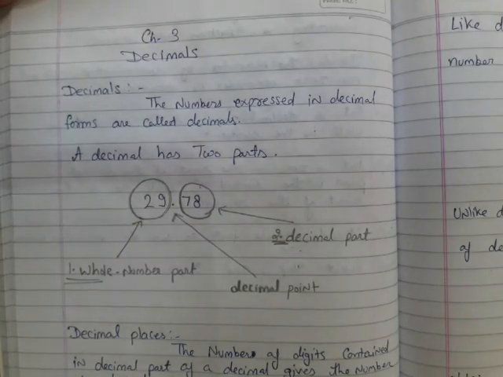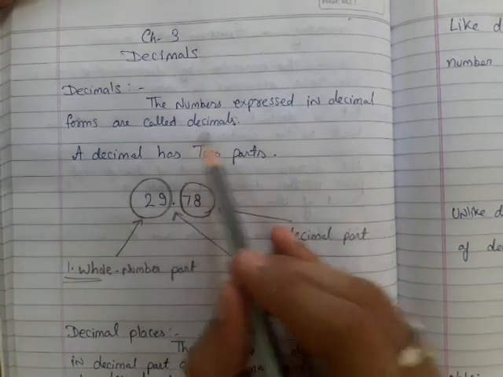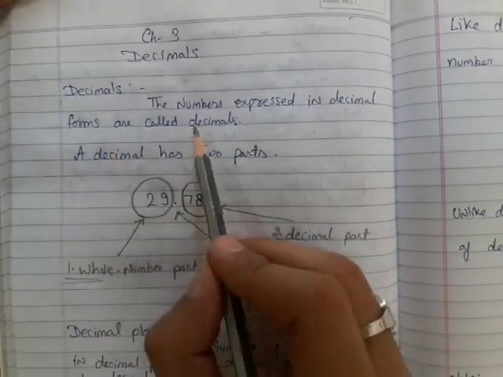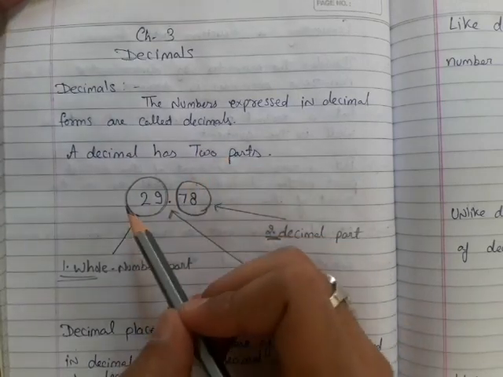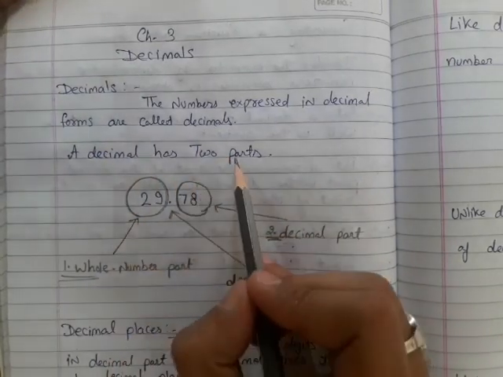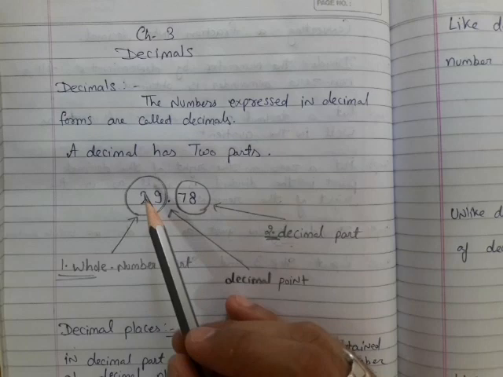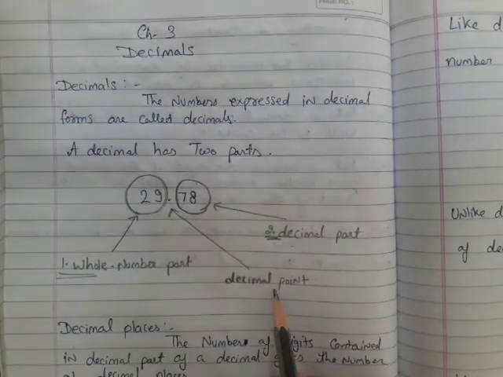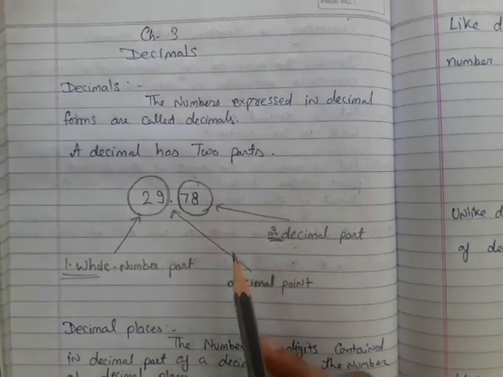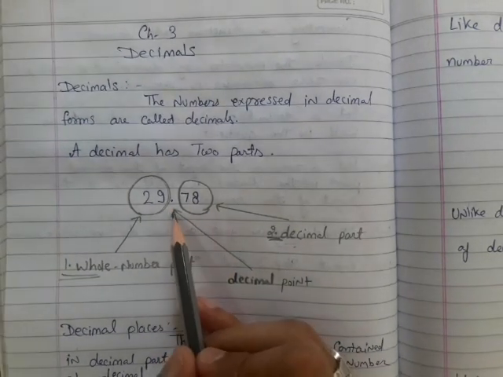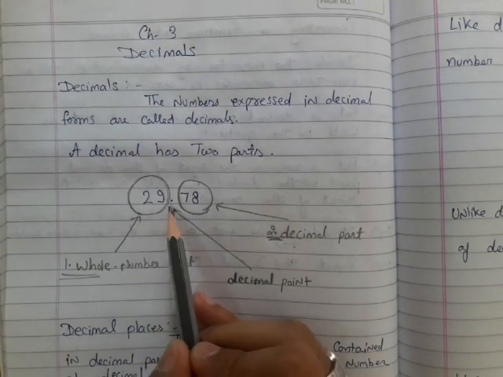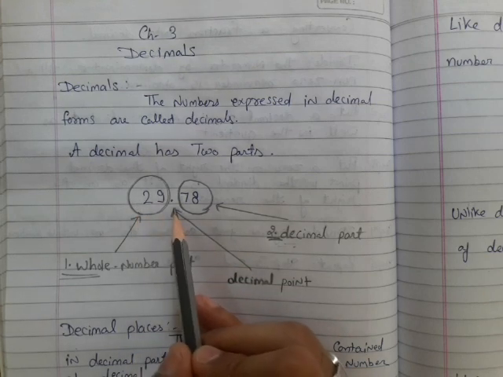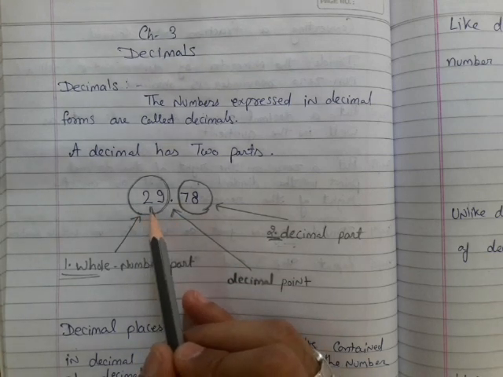Chapter 3 Decimals. The definition of decimal is: the numbers expressed in decimal form are called decimals. So a decimal has two parts, and these two parts are separated by a dot, and this dot is known as the decimal point. The part on the left side of the decimal point is called the whole number part.